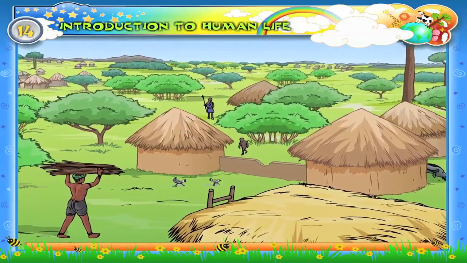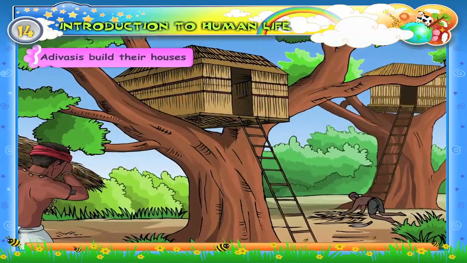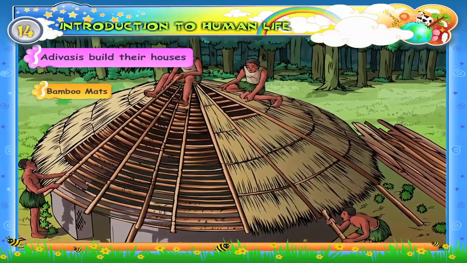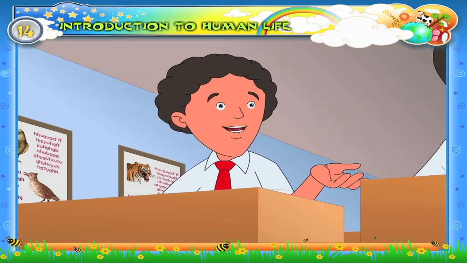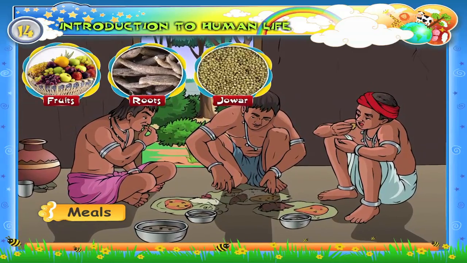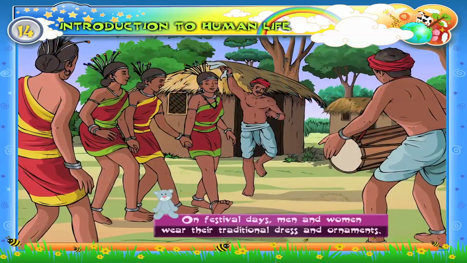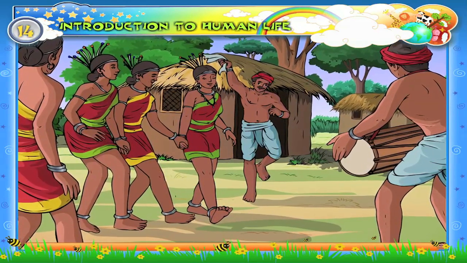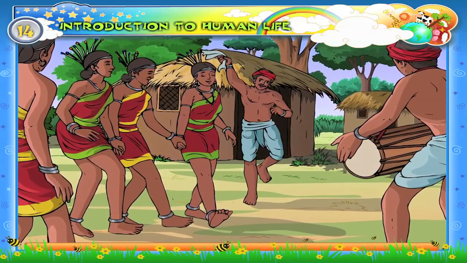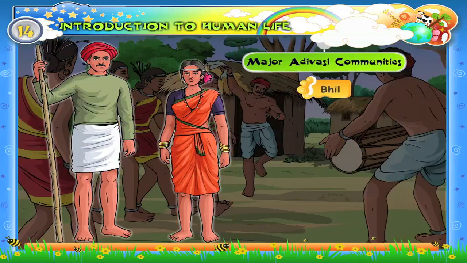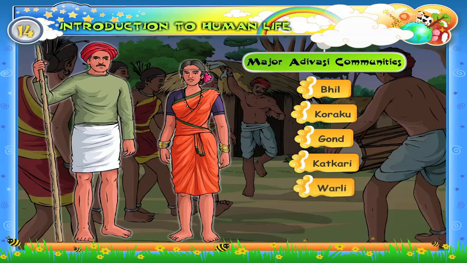Adivasis normally live in forests and remote areas. Adivasis build their houses with branches of trees, grass, leaves, and bamboo mats. What do the Adivasis eat? Their meals consist of fruits, roots, jawar, bhakri, and dal. On festival days, men and women wear their traditional dress and ornaments. They celebrate their festivals with singing and dancing. Can you give us the names of some of the tribes found in Maharashtra? Bhil, Koraku, Gond, Katkari, Varli, and Kolam are some of the major Adivasi communities in Maharashtra.